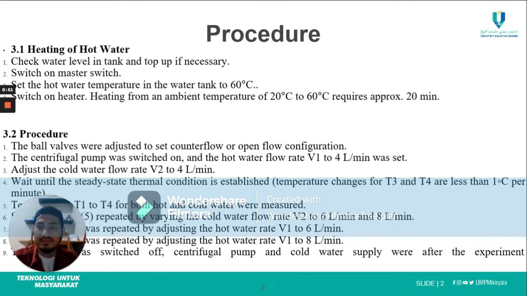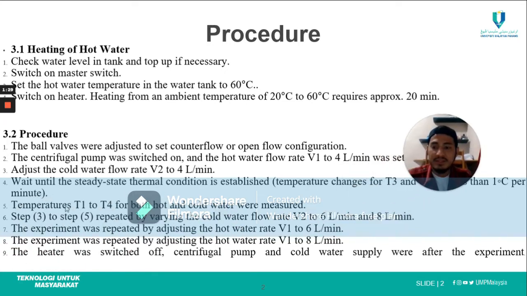20 minutes. So the procedure is, both valves were adjusted to set the counter flow configuration. The centrifugal pump was switched on, and the hot water flow rate V1 was set to 4 liters per minute. Next, adjust the cold water flow rate, V2, to 4 liters per minute. Wait until the steady state thermal condition is established, when temperature changes of T3 and T4 are less than 1 degree Celsius per minute.